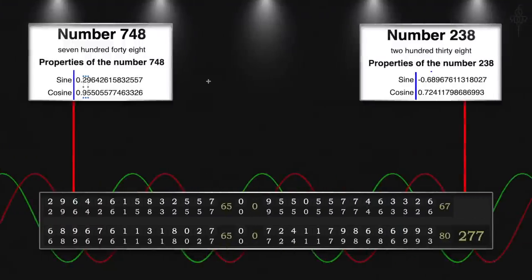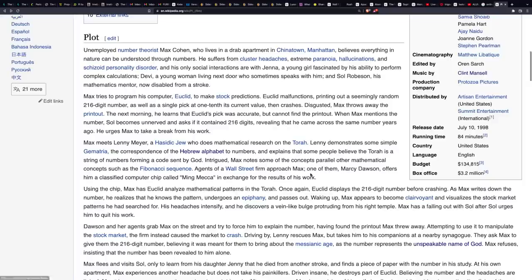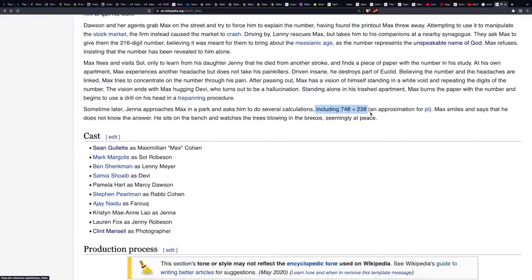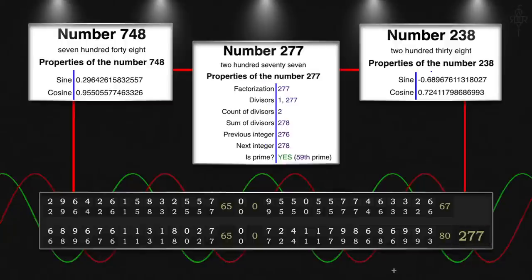Found from this right here. The division of what this movie pi is all about. What they're talking about here. What they're using as an example. But the total sine and cosine wave for the 748 and 238 together is the number 277. Now, if you know what that number means. So the 277, it's a freaking prime number, folks.